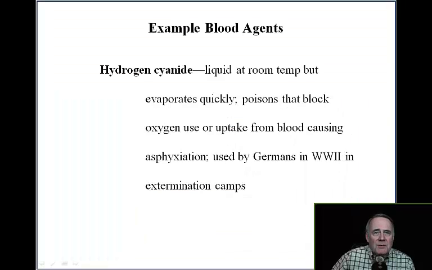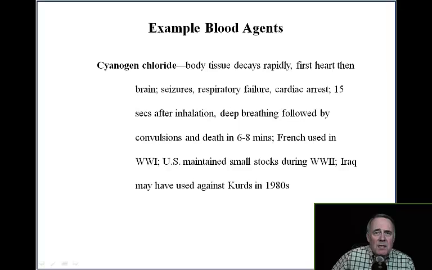An example blood agent is hydrogen cyanide, which is liquid at room temperature but evaporates quickly. It is a poison that blocks oxygen use or uptake from blood, causing asphyxiation, and was used by the Germans in World War II in extermination camps. Another blood agent is cyanogen chloride. It attacks bodily tissue and decays rapidly.